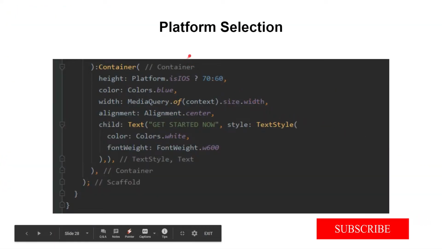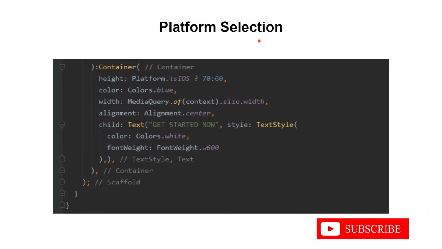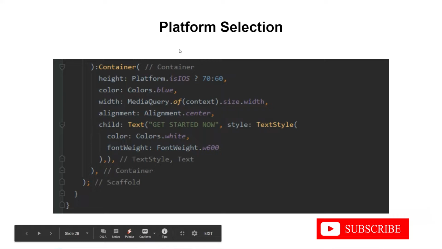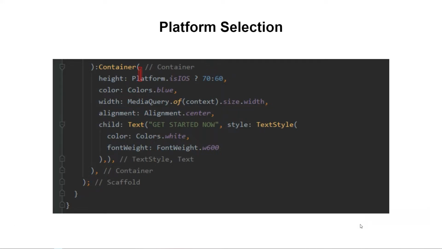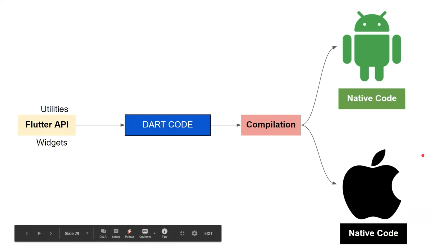As we just spoke about platform selection, this is the simplest example of how we can have a platform selection in Flutter. With this code, we can observe that we are asking the machine whether it is running on iOS or not. In case of iOS, it will have 70 dp of height, and in other cases it will have 60 dp. This is the simplest example for platform selection. We are now done with the first part of this section.